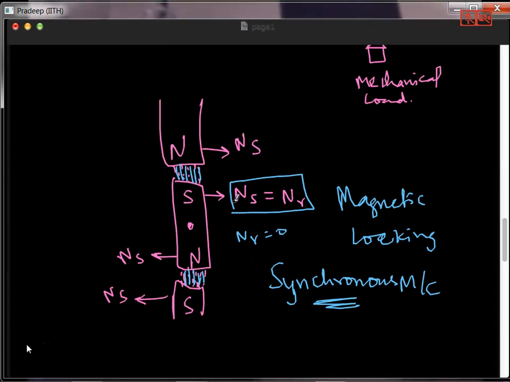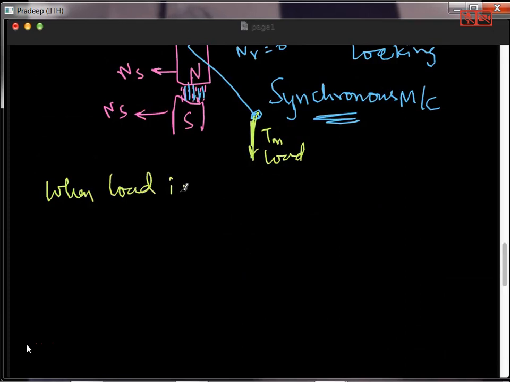There is the concept of stability coming into the picture: whether the rotor is able to rotate at synchronous speed. Let's see what happens if I add a load. Let's say I connect some kind of mechanical load. We are talking about a motor. The moment you add a load, the load will have a load torque, Tm. Mechanical torque will be exerted by the load on this shaft. So this torque will slow down the rotor.